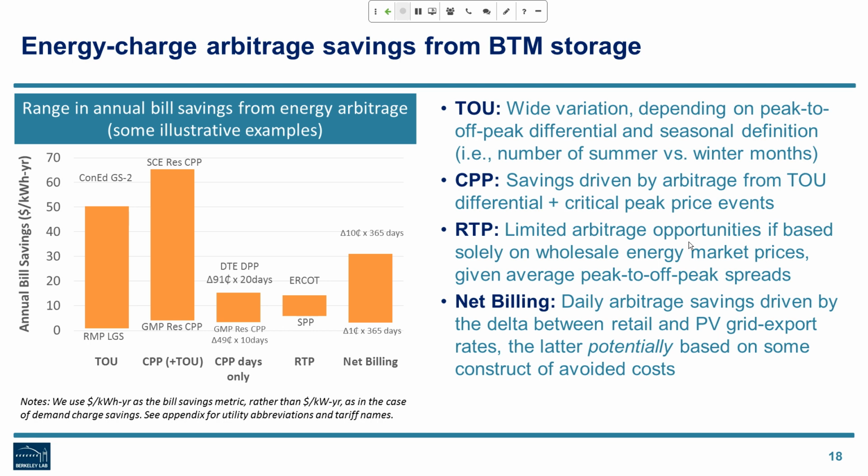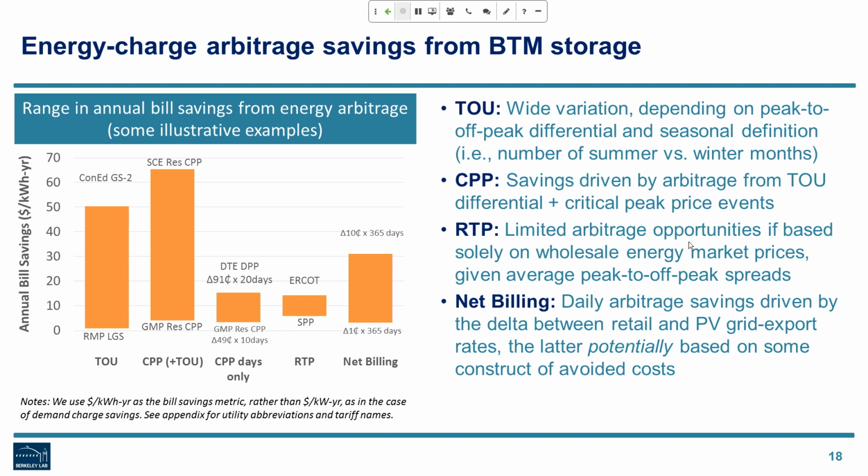This really is going to depend on the peak to off-peak price differential, as well as the seasonal definitions, the number of summer versus winter months, for example. Very small price differentials, as for Rocky Mountain Power's large general service rate, for example, are going to lead to very low arbitrage savings. And vice versa, when you have a large peak to off-peak differential, that can lead to much more substantial energy charge savings.